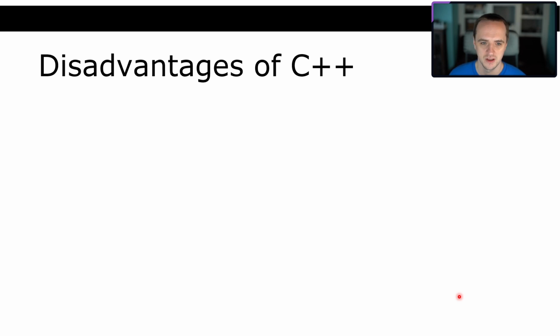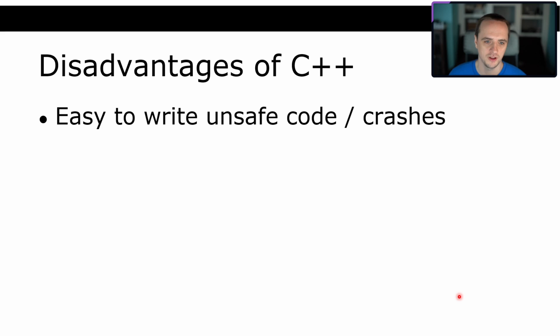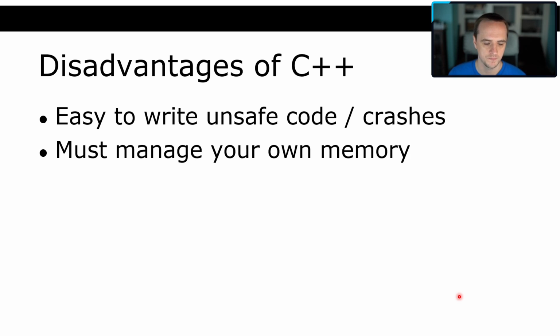Some disadvantages of C++, as I saw in the chat, there was a comment on this, is that it is easy to write unsafe code or code that crashes, okay? And you must manage your own memory. Now, it turns out that we won't have to really be dealing with any memory management in this course. The reasons for that we'll get into later. But in C++, especially older versions of C++, like C++ 98 and before, it was very, very easy to write unsafe code.